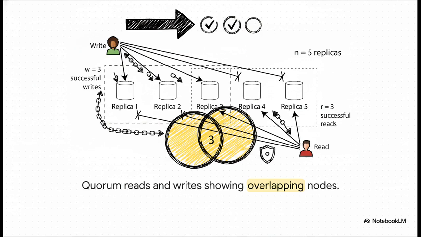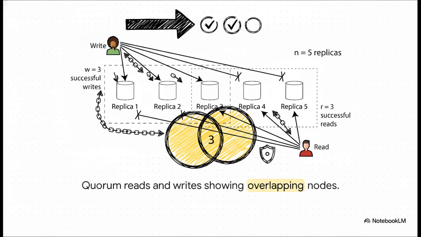A client wants to write a new piece of data. The system is configured by the developer so that W equals 3. The write request gets sent out to all 5 nodes simultaneously. Now, maybe 2 of those nodes are currently offline, or busy undergoing maintenance, or just super slow to respond. It completely doesn't matter. As soon as any 3 replicas acknowledge the write, the system considers the write successful and lets the client move on.